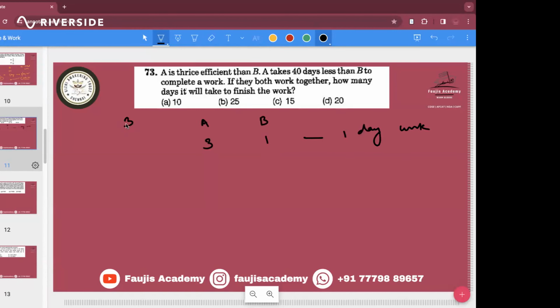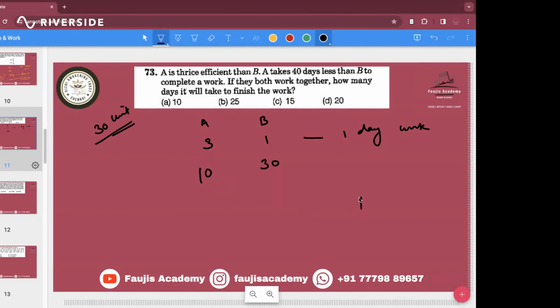Their LCM is, let's say, 30. This much work they need to do, 30 units of work. This is the total work. We can take a multiple of the LCM too. So this is the 1 day work. That means A will take 10 days to finish off, and B will take 30 days to finish off.